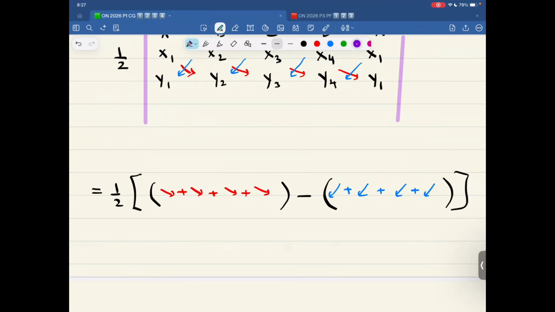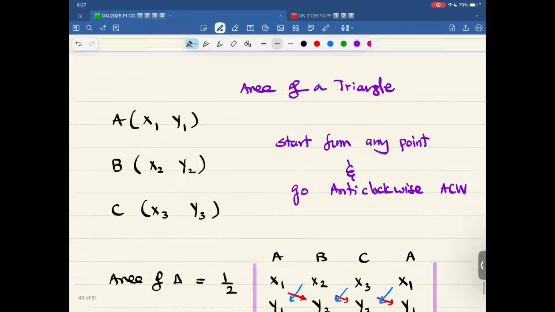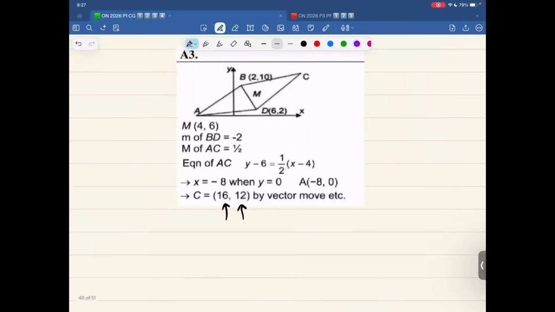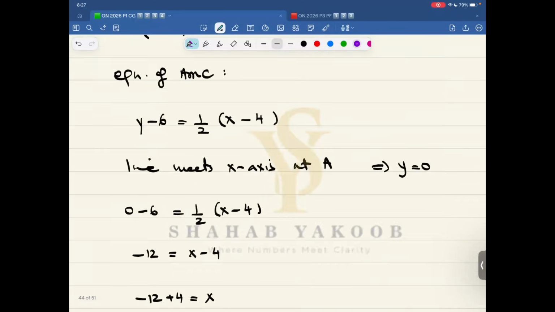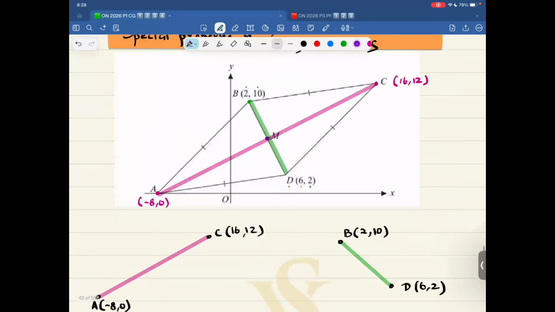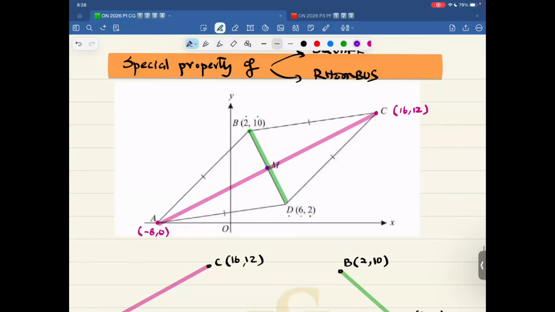Evaluate it and you get this answer. This half is still there. This half has nothing to do with base into height. This thing is done. So now what I can do is that this thing over here, let me just copy this thing, this rhombus.